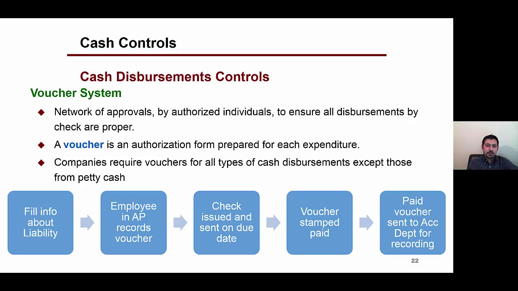Once the voucher is paid and registered, it is sent to the accounting department to be recorded in the check register. Here there are two journal entries that are usually made. One is to record the liability when the voucher is issued, and the second one is to record the payment of the liability.